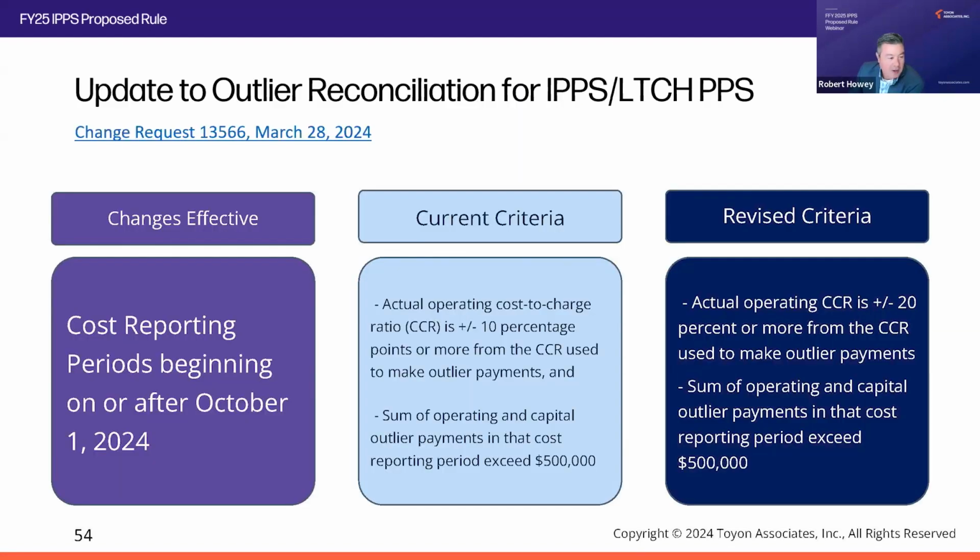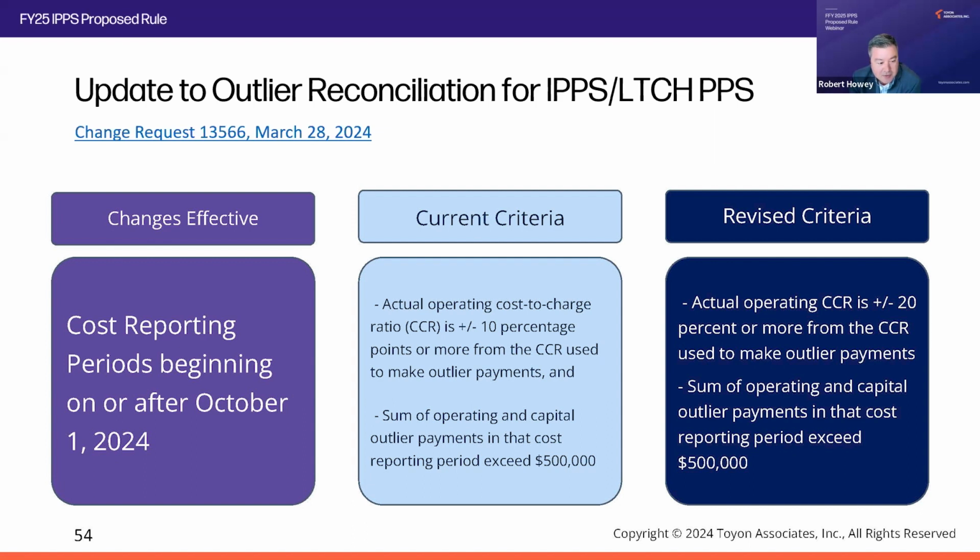So, all right, this is not part of the proposed rule, but we thought it would be important to talk about it because this change request came out at the end of March of this year. And typically the outlier reconciliation process doesn't affect the hospitals. CMS decided they're going to add some criteria to where there's going to be some outlier reconciliation.